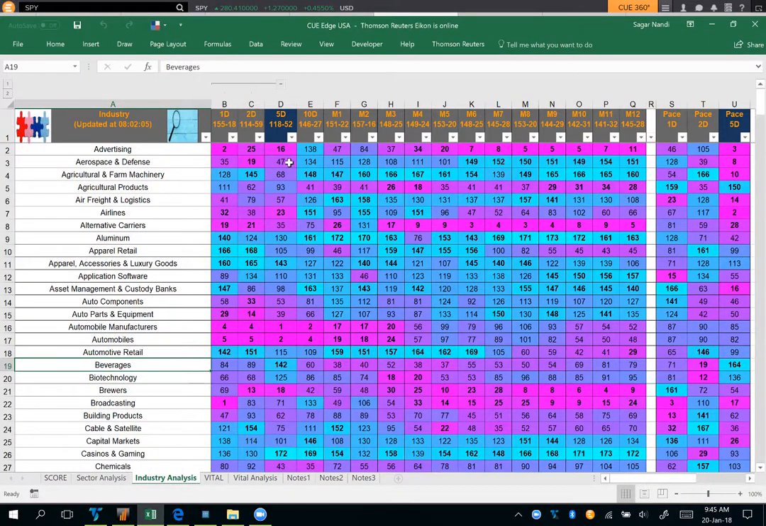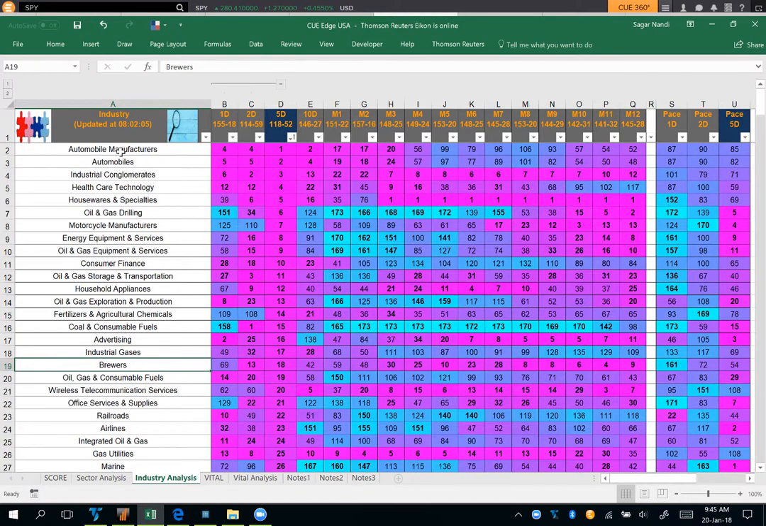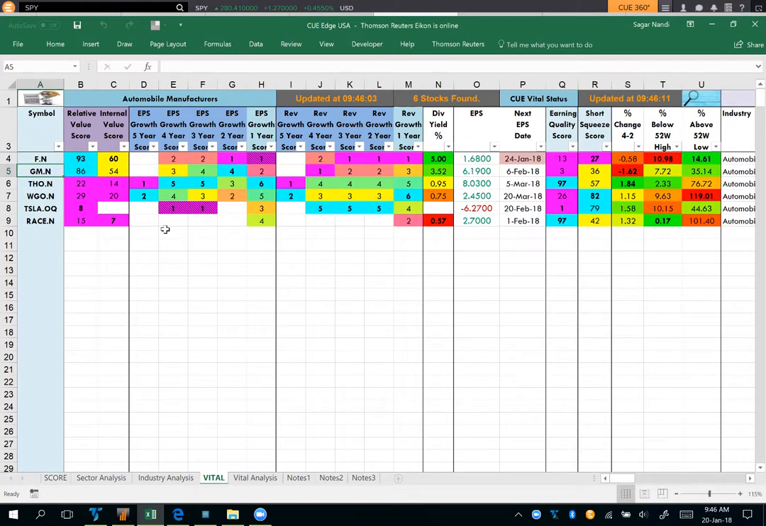For seeing the worst performing industries, we can sort the industries over 5 days, smallest to largest. We can see automobile manufacturers is having the worst possible score of 1. It was more cyan earlier and gradually turning into weakness. We can drill down into its stocks. It has found 6 stocks. We can retrieve the data and calculate vital statistics.